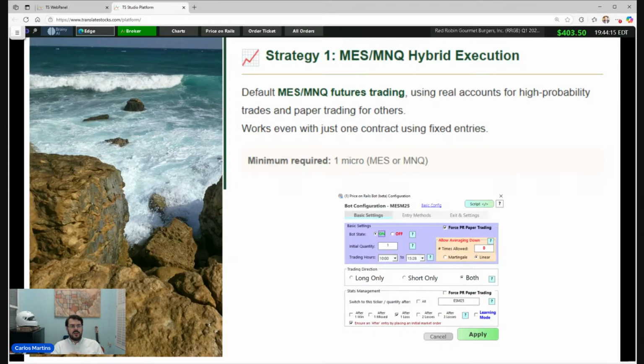First strategy, and all of them are trading futures contracts, the CME micros and E-minis. First, we have the micro S&P and the micro Nasdaq, the micro MES and the MNQ. And this is a hybrid execution because we are using paper trading and real trading together. We are using both brokerage accounts together to enhance our trading by using the statistical leverage that we have.